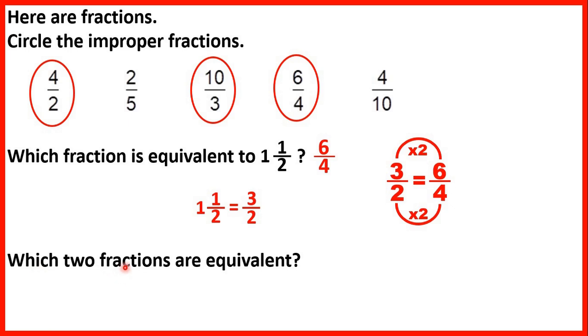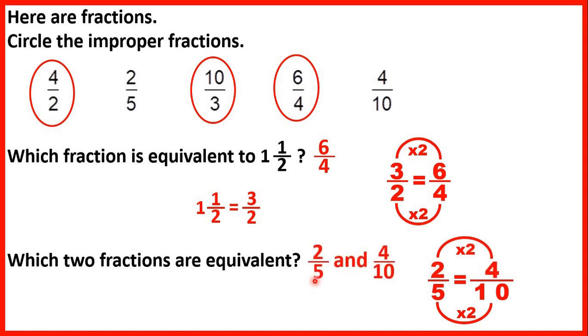Now, which 2 fractions are equivalent? Well, let's see if 2/5 and 4/10 are equivalent. We can change fifths into tenths by multiplying by 2. 5 times 2 is 10, and if we do the same to the top, 2 times 2 is 4. So that means that 2/5 and 4/10 are equivalent, so fractions of the same size, or of the same value.